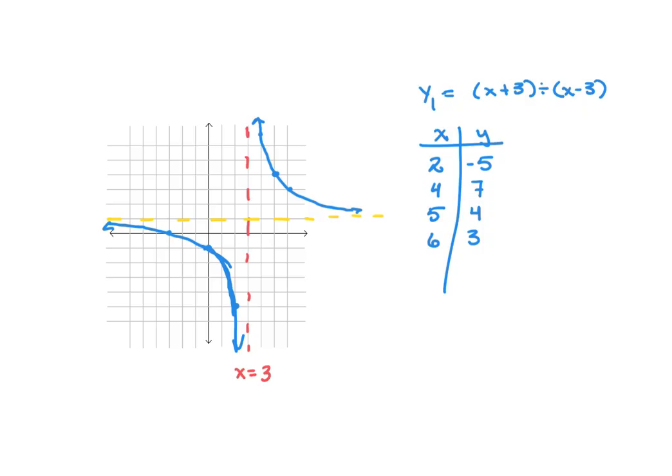We do want to label, and so we had an x-intercept of (-3, 0). We had a y-intercept of (0, -1). I found another point on this which was (2, -5). We had a point of (4, 7), another point of (5, 4), and another point of (6, 3).